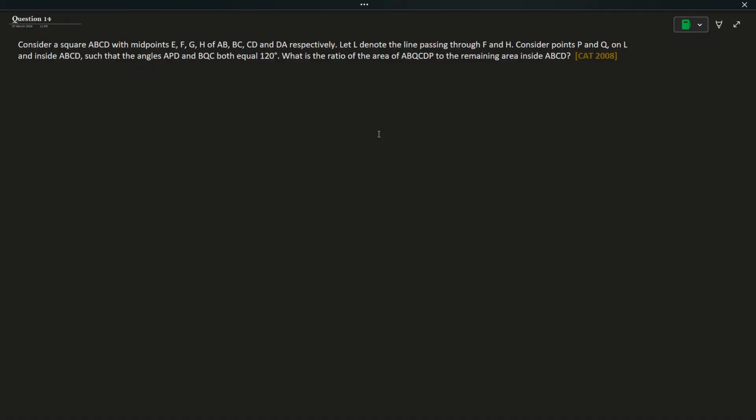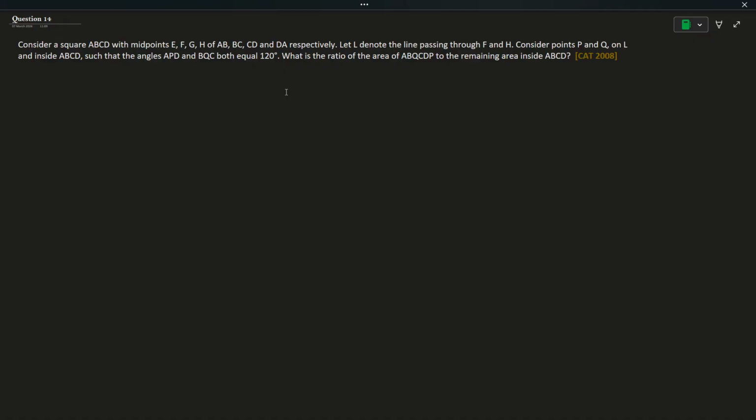Consider a square ABCD with midpoints E, F, G, H on AB, BC, CD and DA respectively. Let L denote the line passing through F and H. Consider points P and Q on L and inside ABCD such that the angles APD and BQC both are equal to 120 degrees. What is the ratio of the area of ABQCDP to the remaining area inside ABCD?